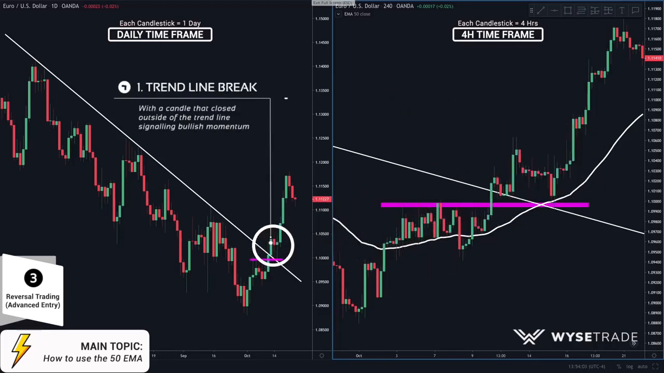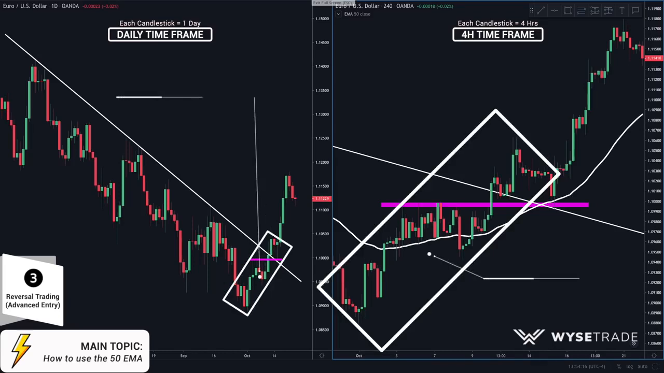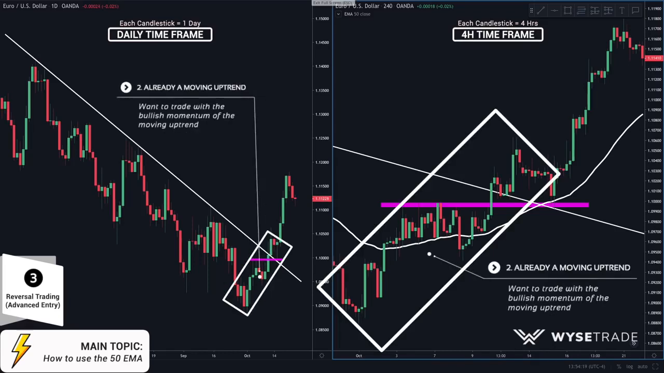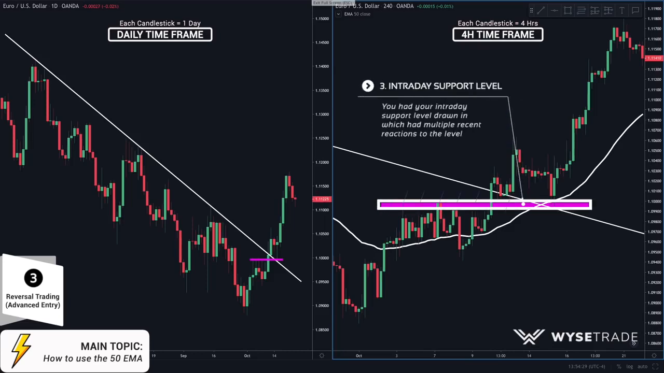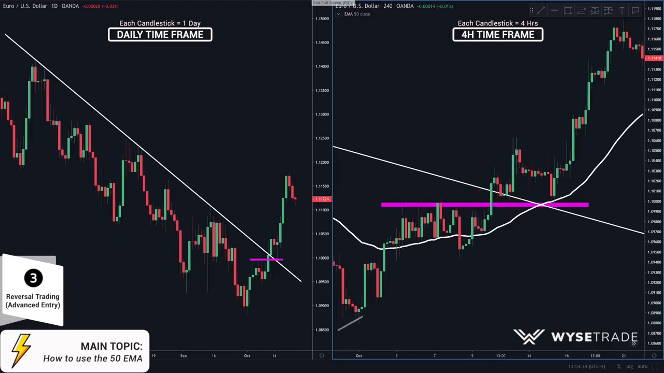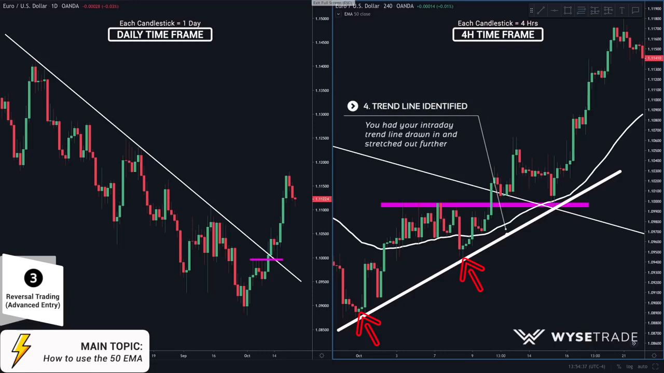1. On the daily time frame, we noticed that price broke through the long-term trend line and had a candle close outside of the long-term trend line to give us our short-term bullish directional bias. 2. This here is already a current moving uptrend as price is making higher highs and higher lows, and we want to be trading with the uptrend momentum. 3. Here was your intraday support level as you had multiple reactions right here, so you had it drawn in. 4. Here was your trend line because of these 2 points here, and you had it drawn stretched out further.